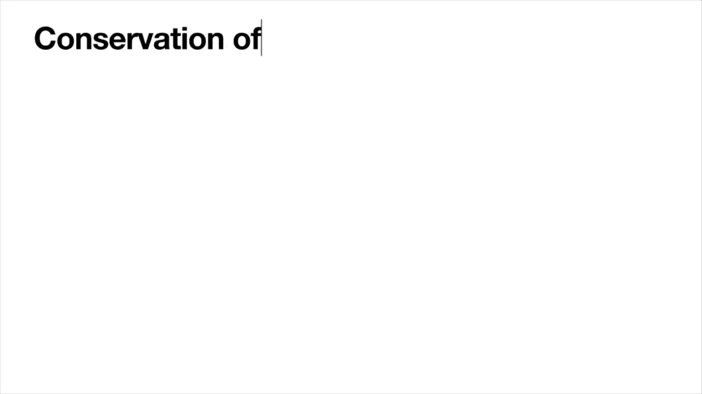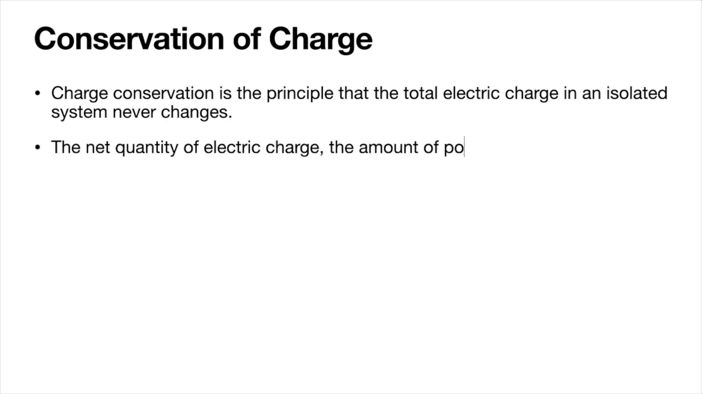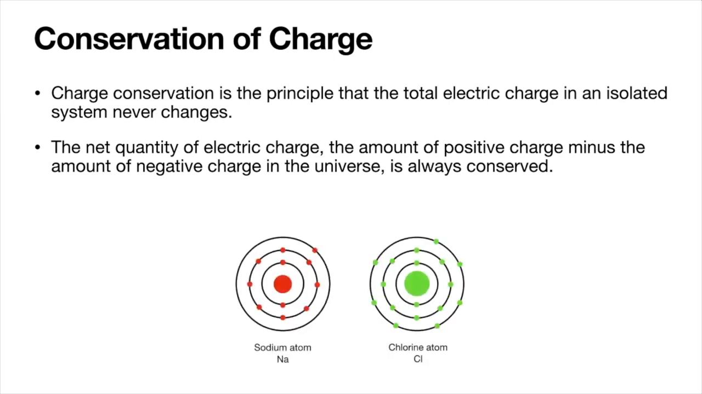Conservation of charge. Charge conservation is the principle that the total electric charge in an isolated system never changes. The net quantity of electric charge, the amount of positive charge minus the amount of negative charge in the universe, is always conserved. An example from chemistry is the sodium atom and the chlorine atom.